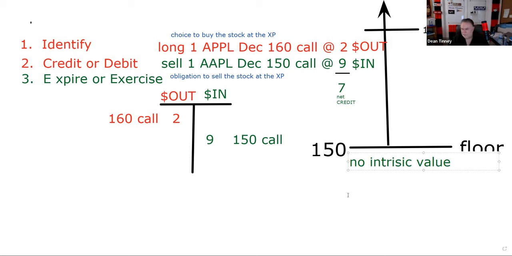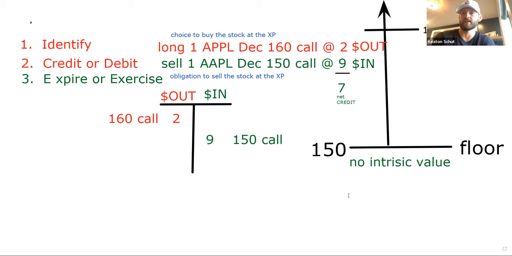And that would be wonderful because they would expire and we get to keep the money. You know, if it's 150 or lower, if Apple's 150 or lower, the contracts will expire. And we'll get to keep our money. That's what we want. All the action in the spread takes place between the strikes. Between the strikes is where all the action's at.